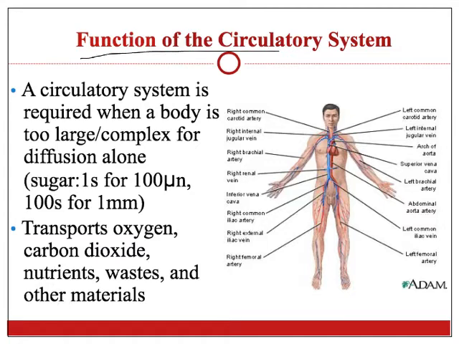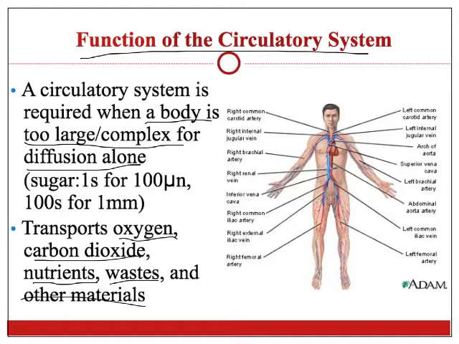So the function of the circulatory system is basically to transport things around the body. And you find that organisms that have circulatory systems have them because at some point their bodies become too large or too complex for diffusion alone to spread things around the body. So if I have a very, very small organism, like a single-celled organism, I don't need a circulatory system because diffusion alone can transport things around that organism's body. Okay? So our circulatory system transports things like oxygen, carbon dioxide, nutrients, waste, and other materials.